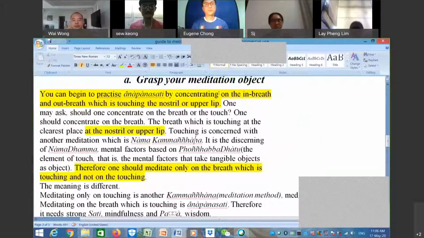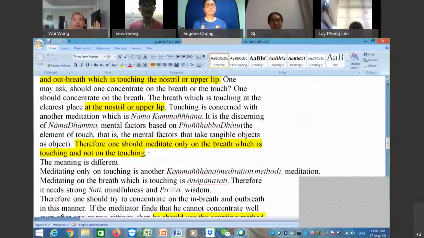Once you get the touching point, according to here, one should concentrate on the breath which is touching at the clearest point at the nostril or the upper lips. Touching is concerned with another meditation method, which is, you don't know the name, huh? So we call it touching is a 世界分别观. Please write down four elements.